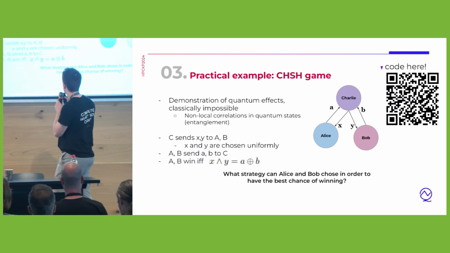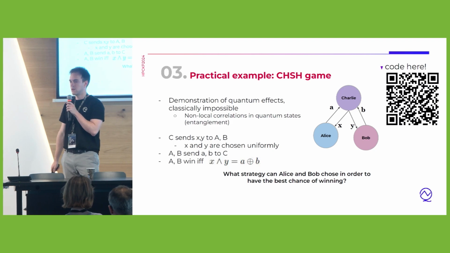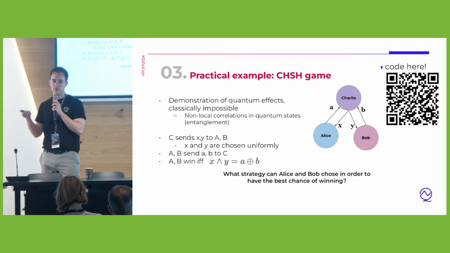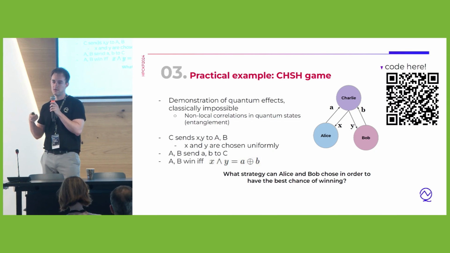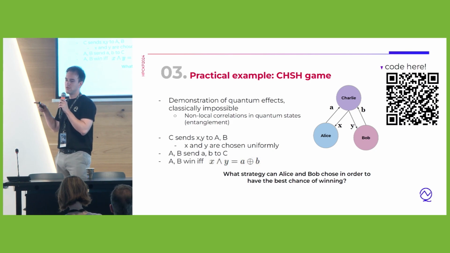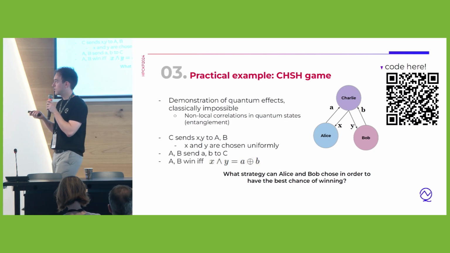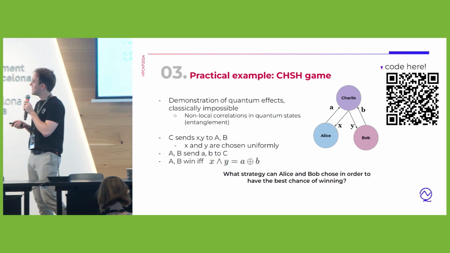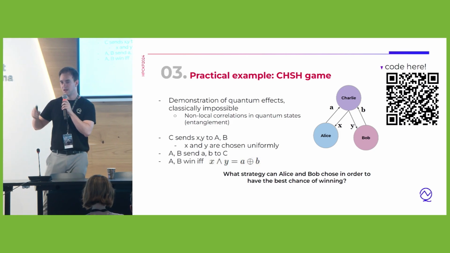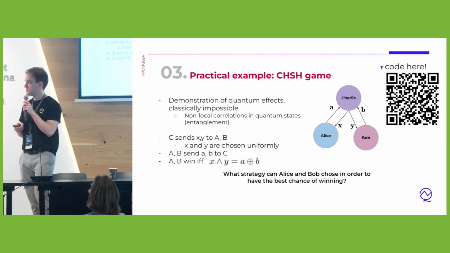Okay, so now I'll go through a practical example of how a user would run an experiment from the cloud or even in the lab. And this is going to be the CHSH game, or if you want to get more technical, we usually call it the proof of the CHSH inequality, where CHSH stands for Clauser, Horne, Shimony, and Holt, who are some of the guys that popularized this inequality in the scientific world. So it's basically a demonstration of quantum effects, or something that cannot happen classically. In this case, it's the demonstration of the non-locality of entangled quantum states.